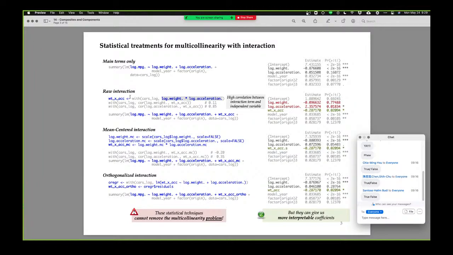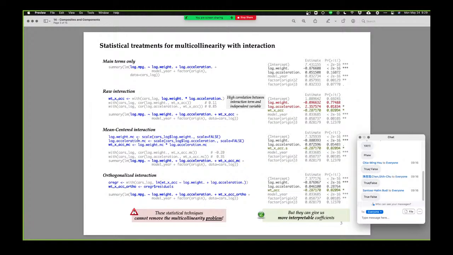And the first way is just to do a raw interaction, where I define my interaction term as just the multiplication of log weight and log acceleration, the two independent variables that are having this interaction effect. And I'm going to give it a name, weight times acceleration. This X here is weight times acceleration. It's just my naming system here. And I'm just going to add it to my regression formula along with everything else.